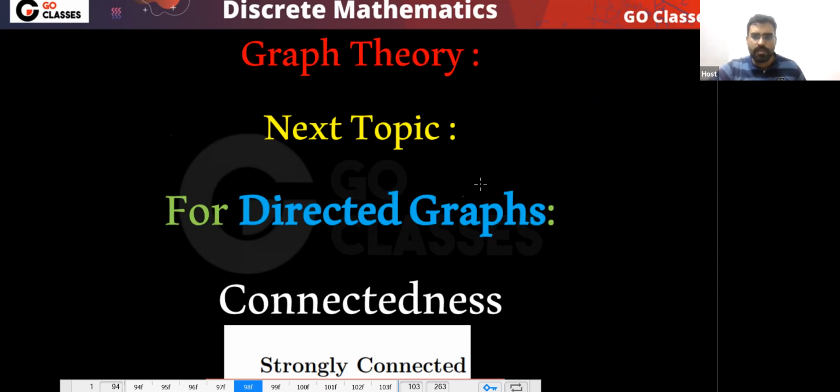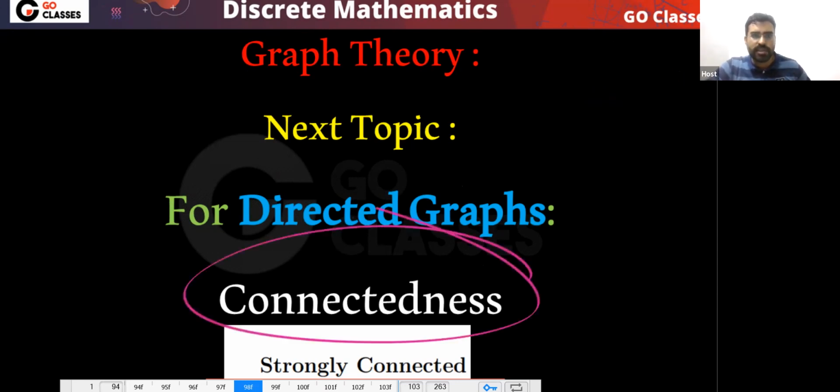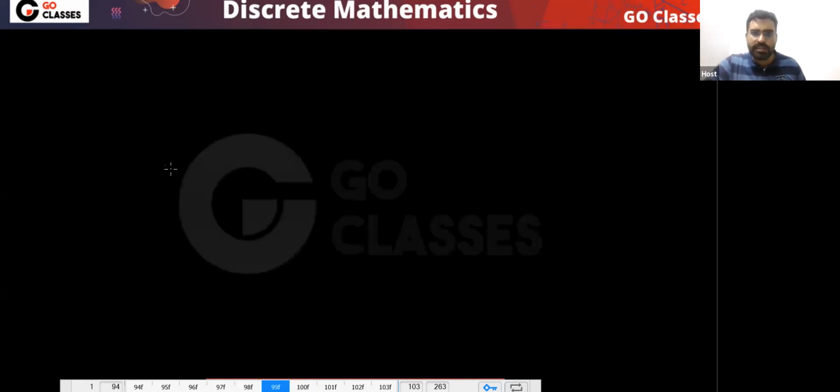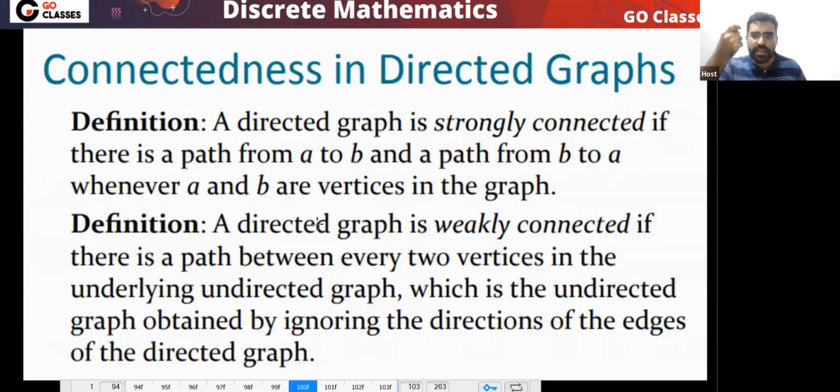So let's see now, for a directed graph, what is connectedness? We have already seen a strongly connected graph. When can I say a graph is strongly connected? If you have one strongly connected component. There is something called a weakly connected graph. The definition is very simple. A directed graph is weakly connected if the underlying undirected graph is connected.